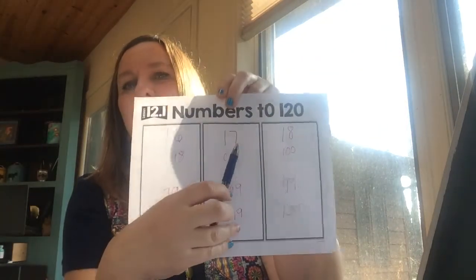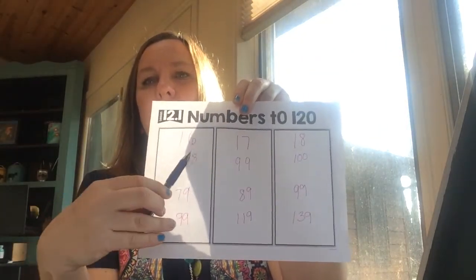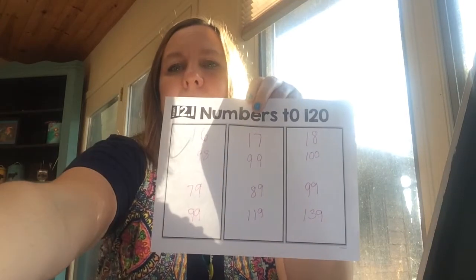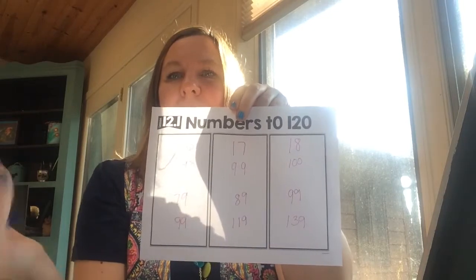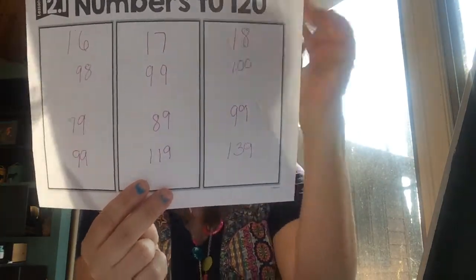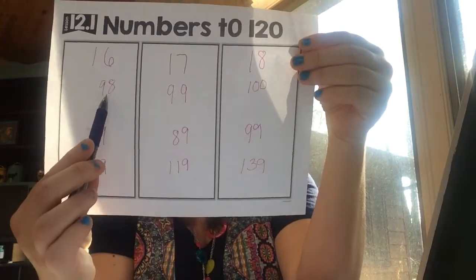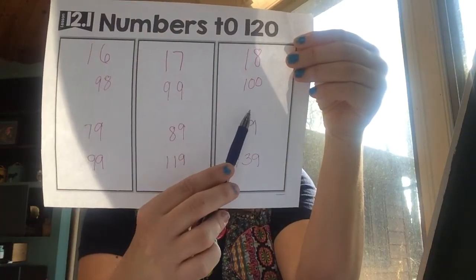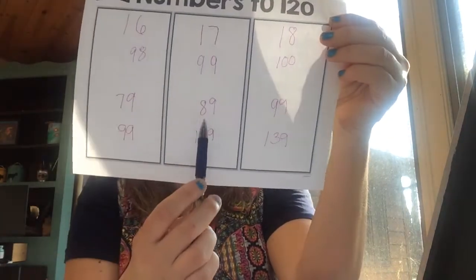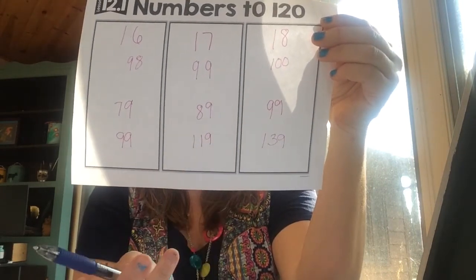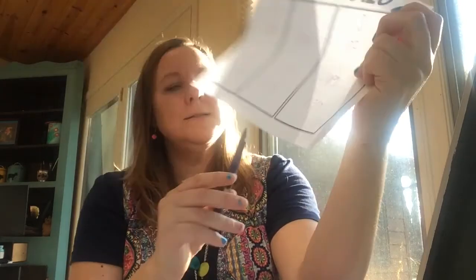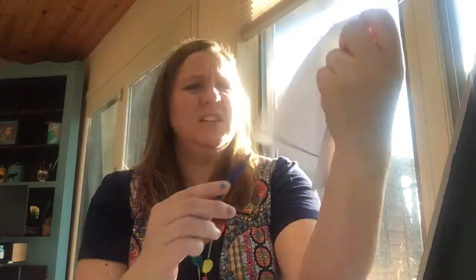If Mrs. Moore gave you the number 17, what number comes right before it? 16. What number comes right after it? 18. Again, if I gave you 99, what comes right before it? 98. What comes right after it? 100. 89. What comes before it? What comes after it? And look down here at 119.